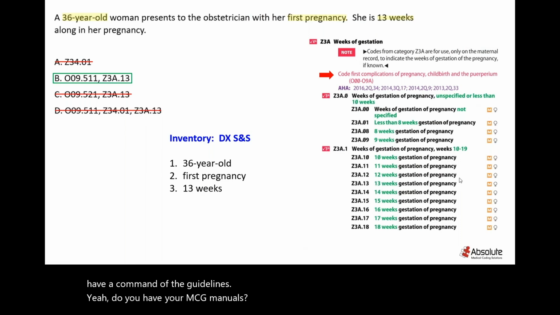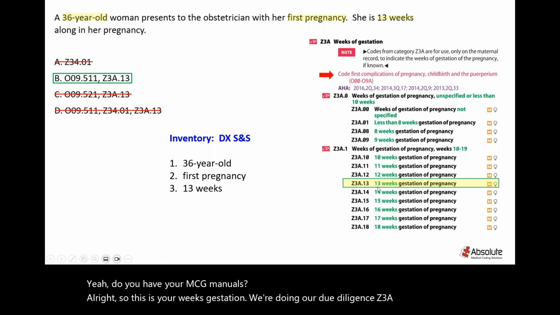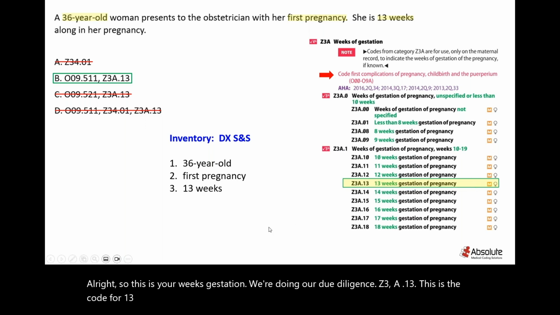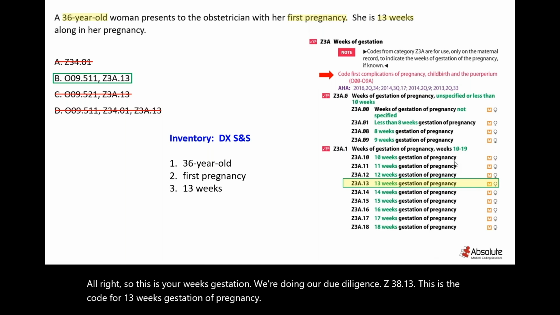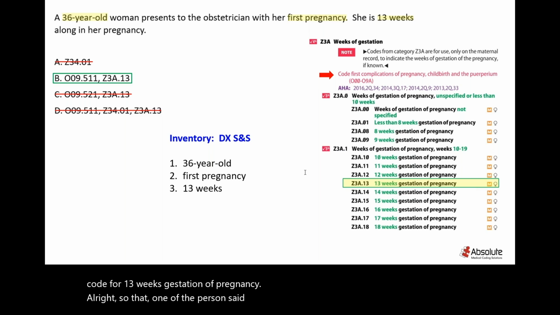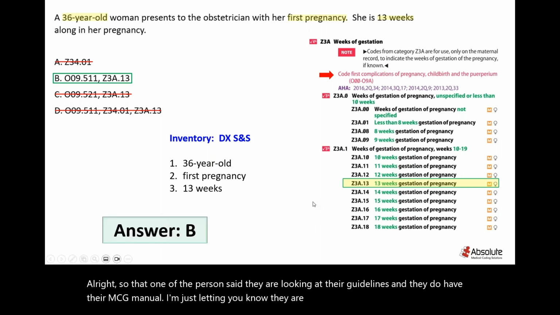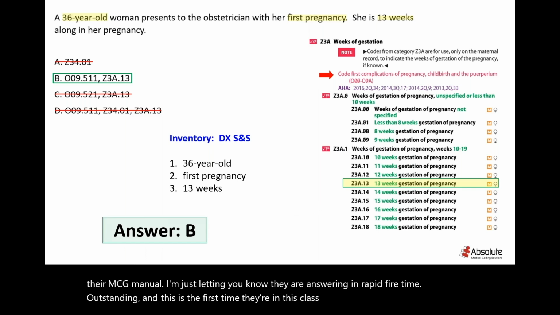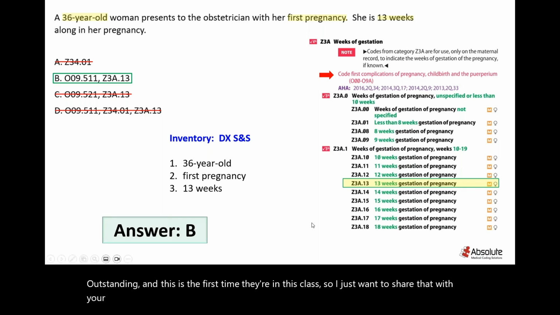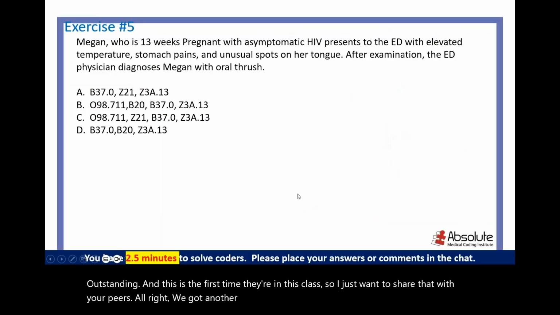All right, so this is your weeks of gestation. We're doing our due diligence. Z3A.13, this is the code for 13 weeks gestation of pregnancy. All right, so one of the persons said, yeah, they are looking at their guidelines and they do have their MCG manual. I'm just letting you know they are answering in rapid fire time. Outstanding. And this is the first time they're in this class, so I just want to share that with your peers. All right, we got another scenario, exercise 5.